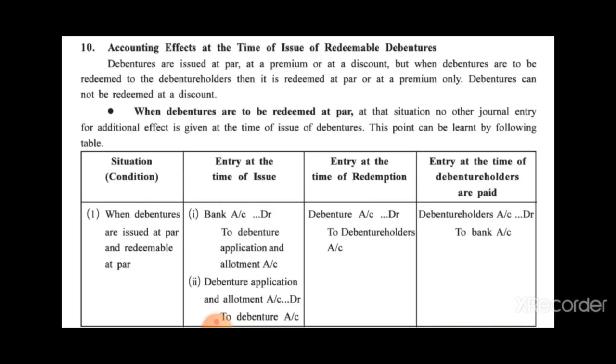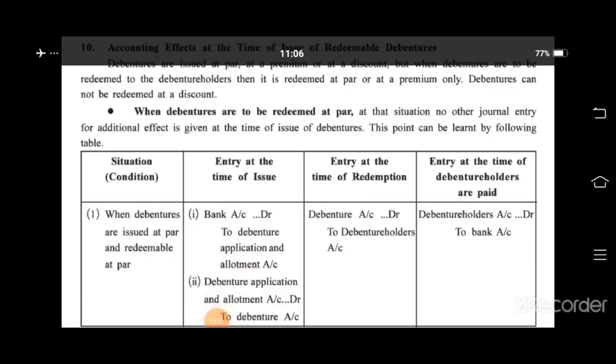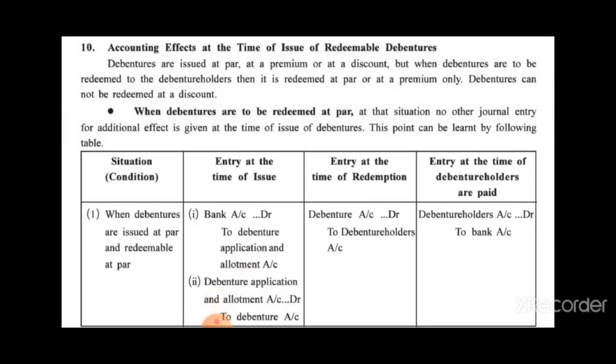Now, first, debentures are issued at par, at a premium or at a discount. But when debentures are to be redeemed to the debenture holder, they are redeemed at par or at a premium only. Debentures cannot be redeemed at a discount. Your attention here, please students.